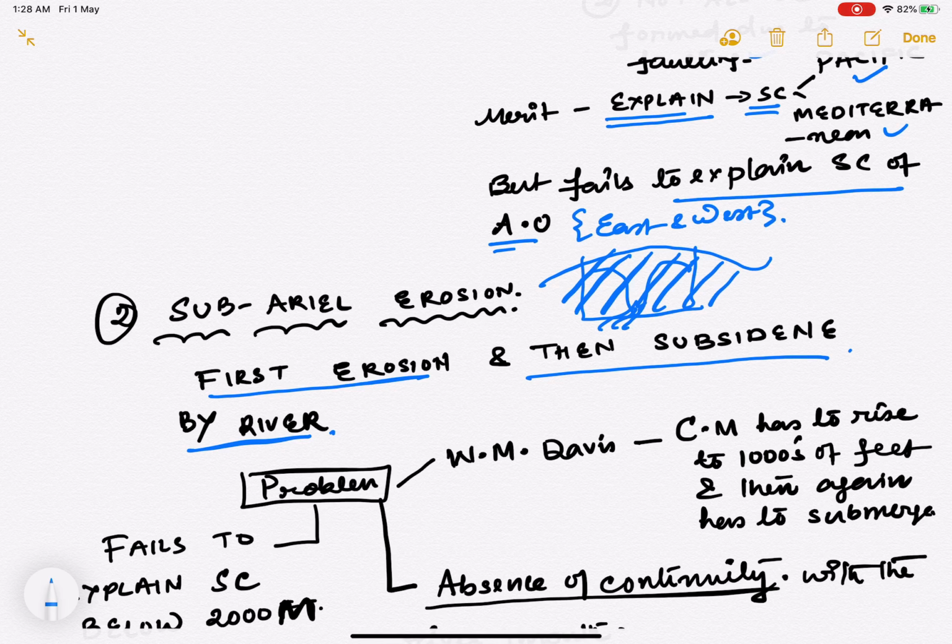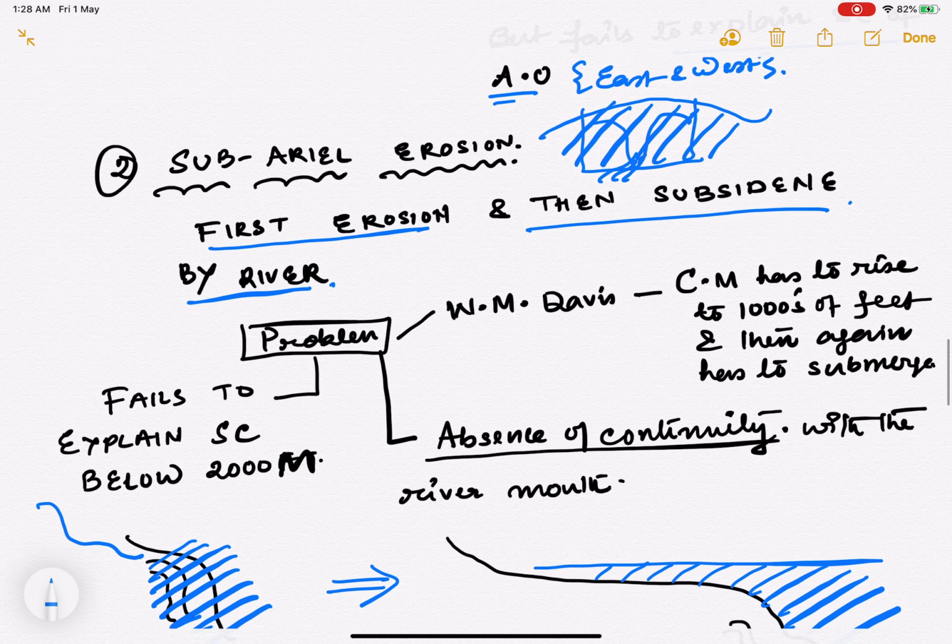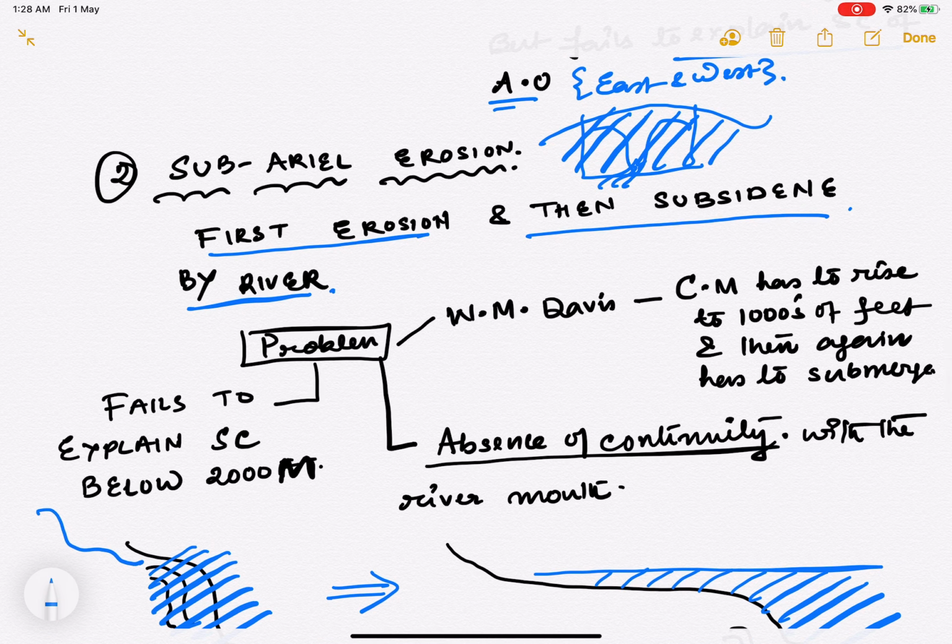Now again, there is a problem with this. What is the problem? Number one, this continental margin. What is the continental margin? Nothing but the meeting point of your ocean and the last continental shelf. As per W.M. Davis, William Morris Davis, the father of geomorphology, he says that the continental margin has to rise to thousands of feet high for erosion to take place, and then it has again to submerge. He said that without this it cannot happen, and this is time taking.